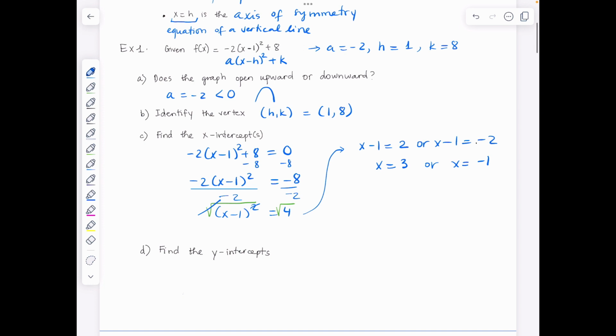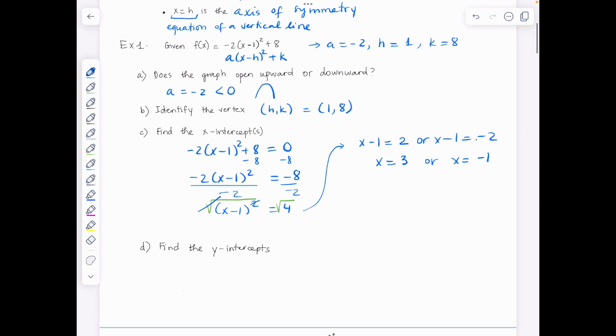So the x-intercepts, which are points, should be written in ordered pair form. So they are (3, 0) and (negative 1, 0).